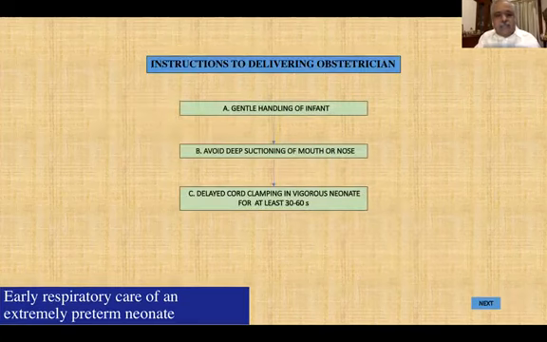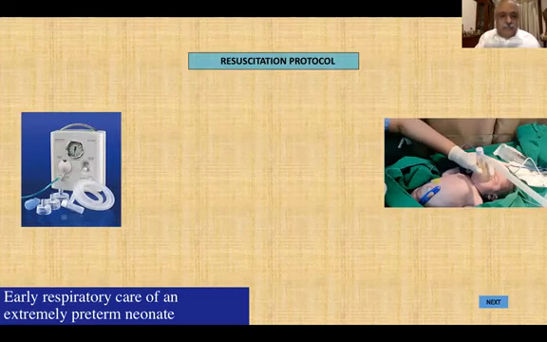Ideally, the obstetrician should be requested to gently handle the baby and avoid deep suctioning of the mouth or nose when she's pulling out the baby. And she can delay clamping the cord for at least 30 to 60 seconds, especially if the preterm comes out vigorous and you don't need to be in a rush to actively resuscitate the baby.